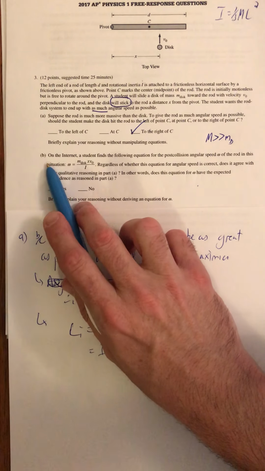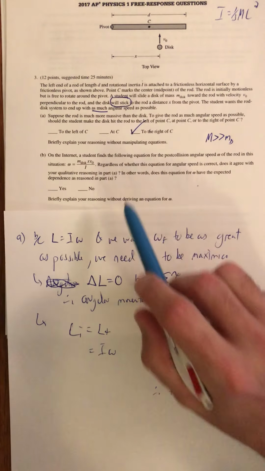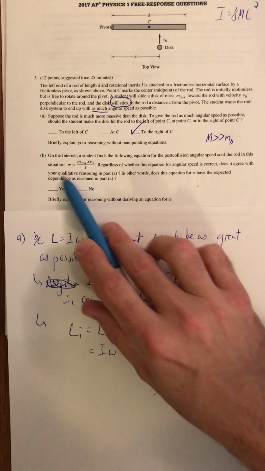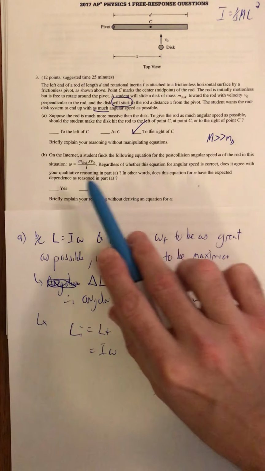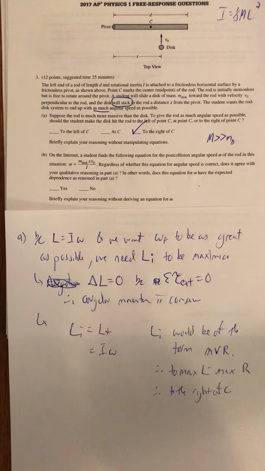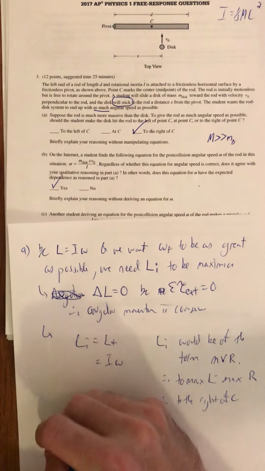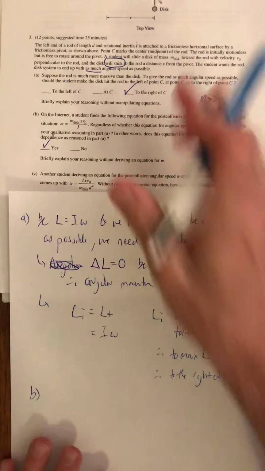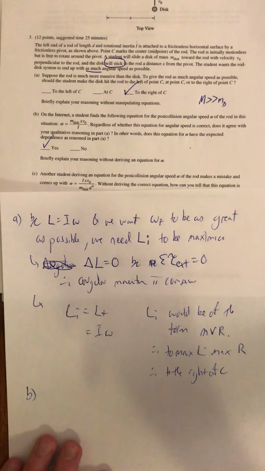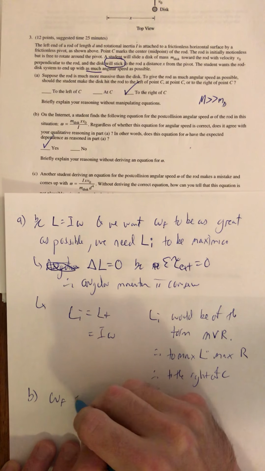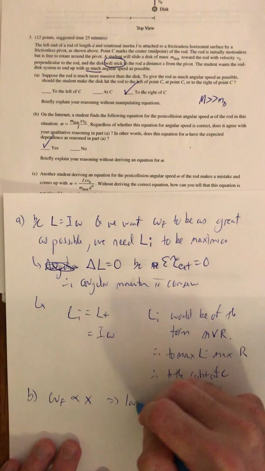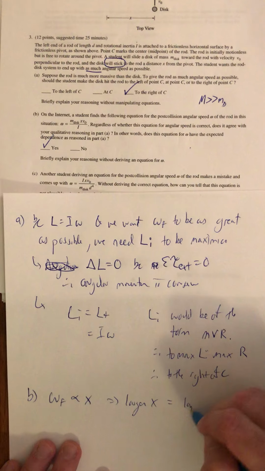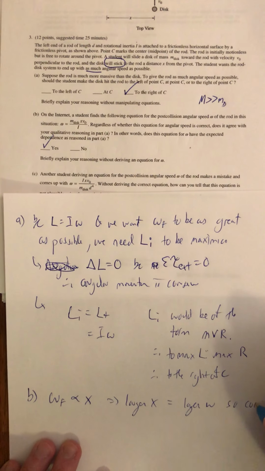Okay, on the internet, well, that's dumb. A student finds the following equation. Regardless of whether this equation is correct, does it agree with your quantitative reasoning? That's just stupid. Like, literally, that is just stupid. And the answer is, yes, it does. First of all, don't go looking on the internet. Just derive it yourself. That's just so stupid, right? Omega final is directly proportional to x, right? There we go. We said larger x equals larger omega, so conforms.